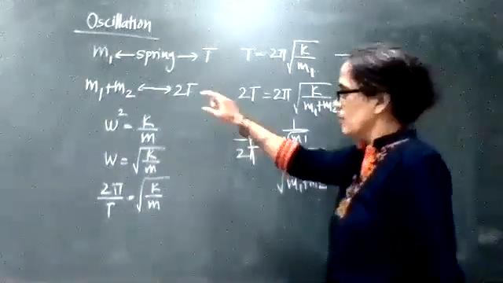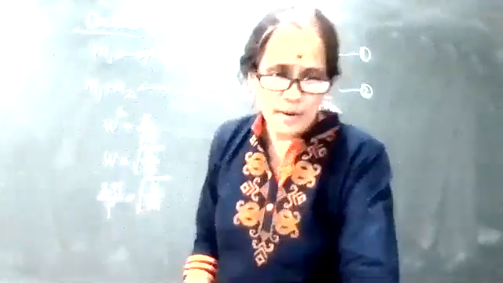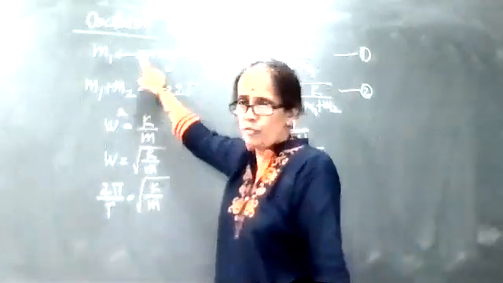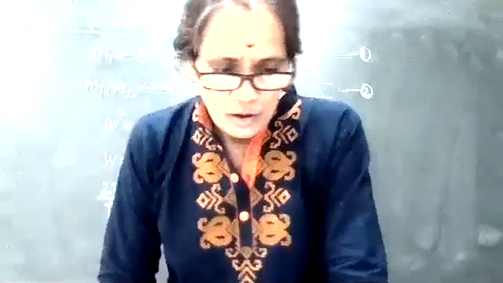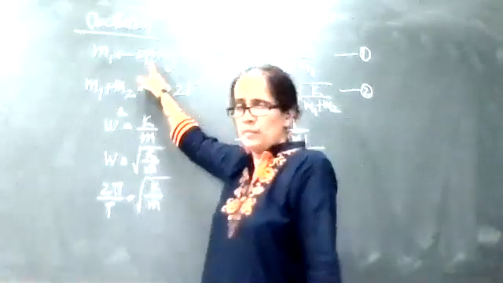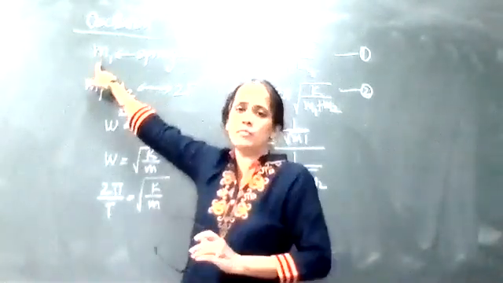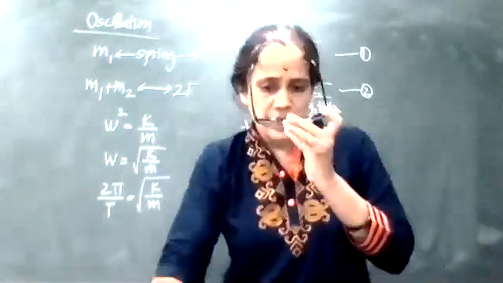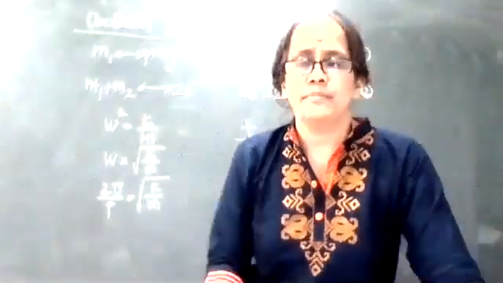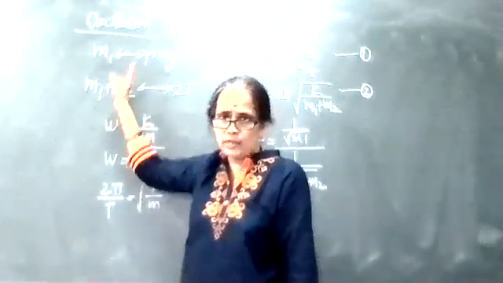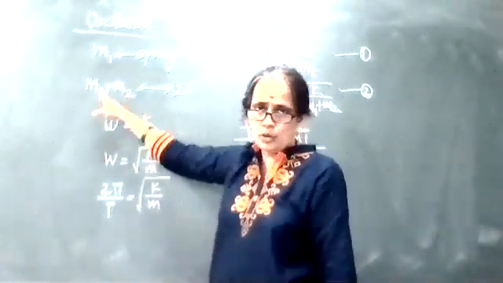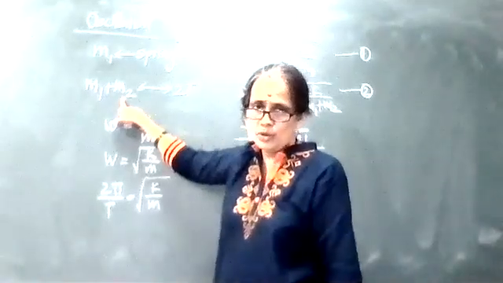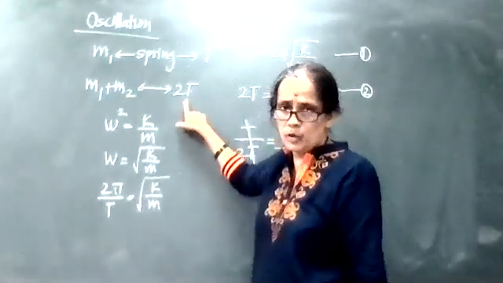Okay, so in your problem number 18, it is given that the period of oscillation of a body of mass m1 suspended from a light spring is T. Means when mass m1 is suspended from the spring, at that time the period is T. Furthermore, it is given that when a body of mass m2 is tied to the first body of mass m1, the total mass will become m1 plus m2. So at that time its period will become 2T.